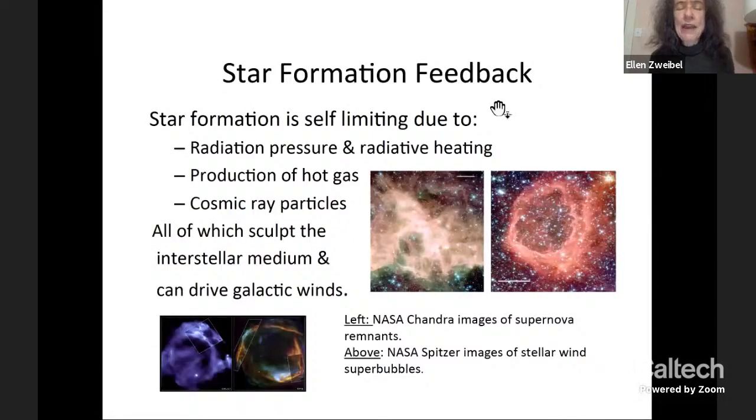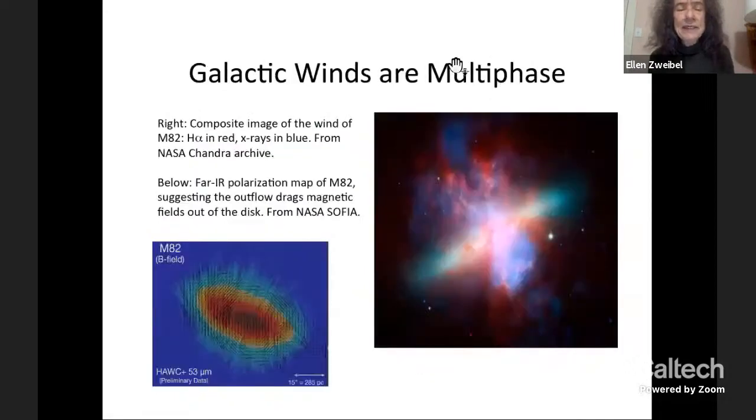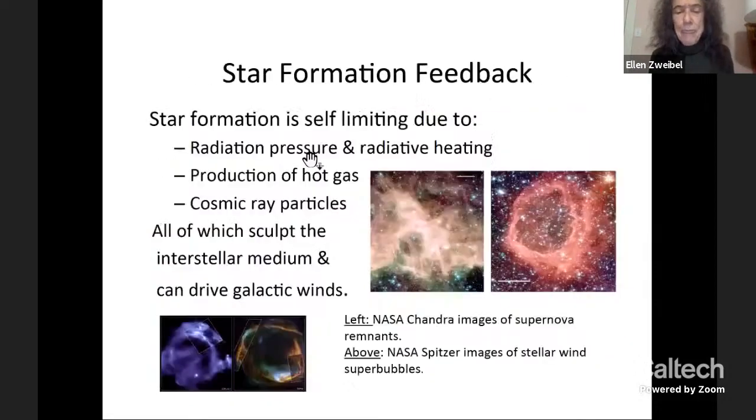Here we go. Okay, so to set the stage, I'd like to begin by talking about star formation feedback. So probably we all know what star formation feedback is. Star formation is self-limiting due to radiation pressure and radiative heating, to the production of hot gas, and to the production of cosmic ray particles, which, as we'll see, comprise a fairly small fraction of the energy output of stars, but it turns out to be a very important fraction.